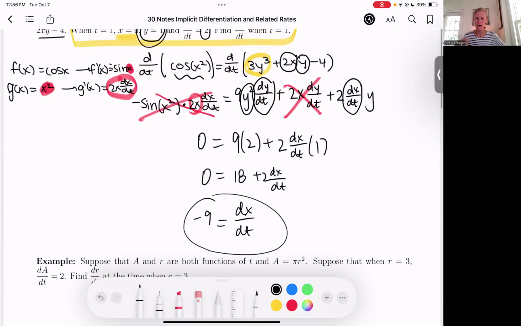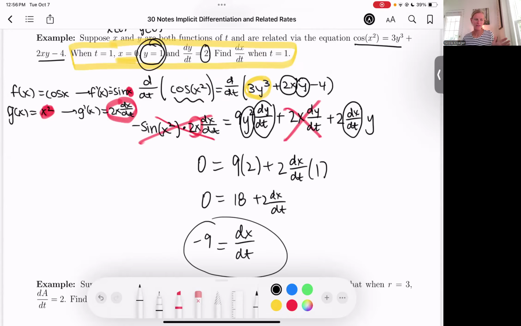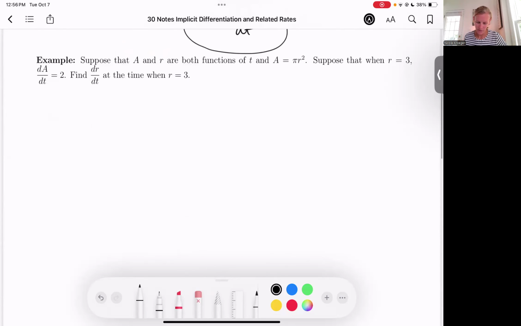Okay, we don't have any context for this problem, so we don't know what kind of units this would be, or we don't even know what the negative 9 would mean. In related rates problems, this will have more meaning to it because it will be in the context of a word problem. Okay. So we can do another example here.